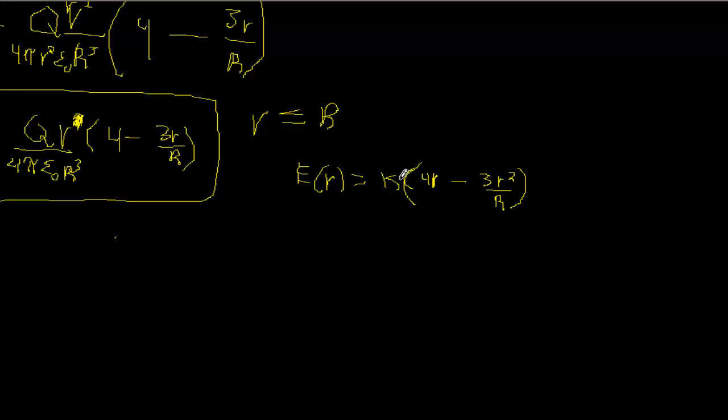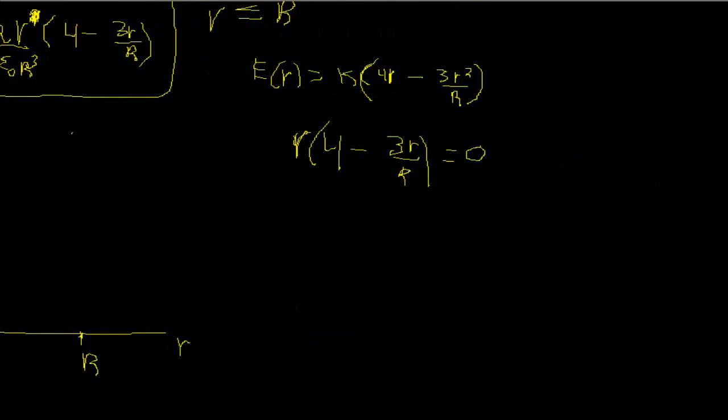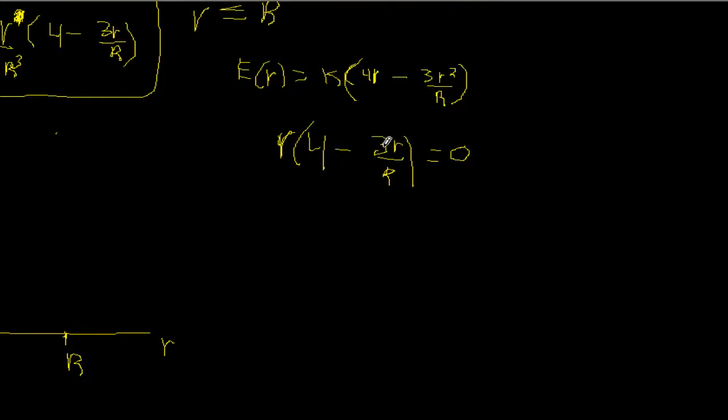So obviously, if we just ignore that k, we know that the roots are going to be anywhere where r times 4 minus 3r divided by big R is equal to 0. And remember, this is just straight from math class. This will always be 0 whenever the outside r is 0, and that makes sense, which means that our function will start at 0, and also whenever that inner function is 0.